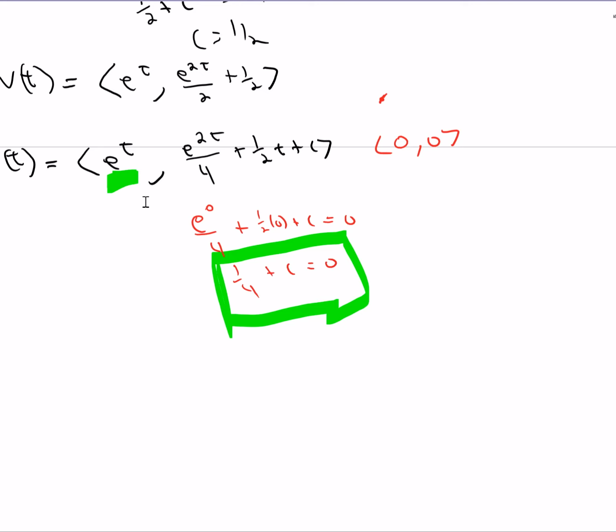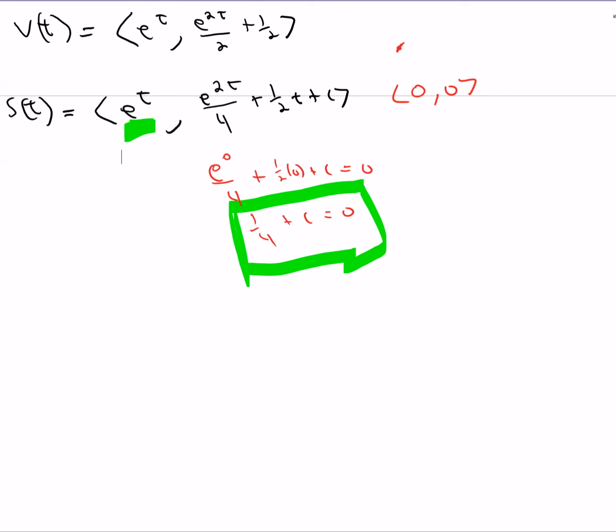Okay, I didn't really want to do this, but I think we have to do this. The other way to write vectors is with like the I and the J thing, right? It's a little bit confusing and we haven't talked about that much, but writing this vector is the same as writing e to the t i plus e to the 2t over 4 plus 1/2 t plus c j. And sometimes it's just a way of writing it out so you can have it look like an equation. And when we do this, we should get 0.